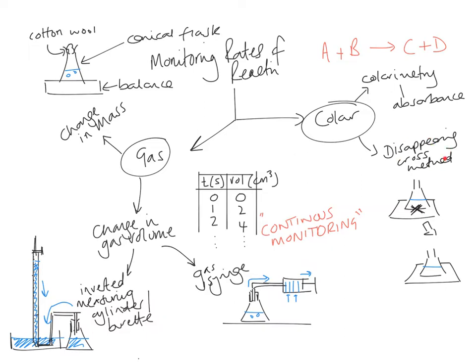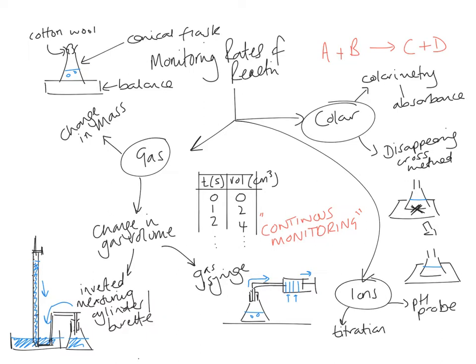The disappearing cross method is particularly useful if you've got a clear solution to begin with, but then over time it becomes opaque, for example because a precipitate is produced. Common examples include the iodine clock reaction. Finally, if there are ions either produced or used up, we can use conductivity measurements or a pH probe, more about this in Year 2, or if it's the ion H⁺ that's responsible for acidic solutions, then we can use acid-base titration.